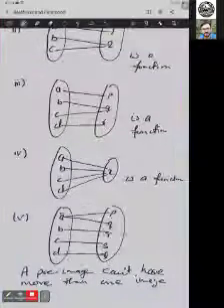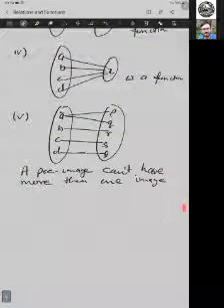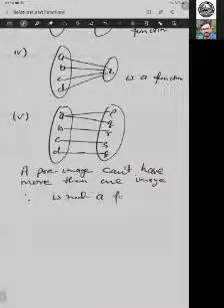A pre-image cannot have more than one image. Therefore, this one relation is not a function. This relation is not a function. So I think you are able to understand this also. Pravmeet.